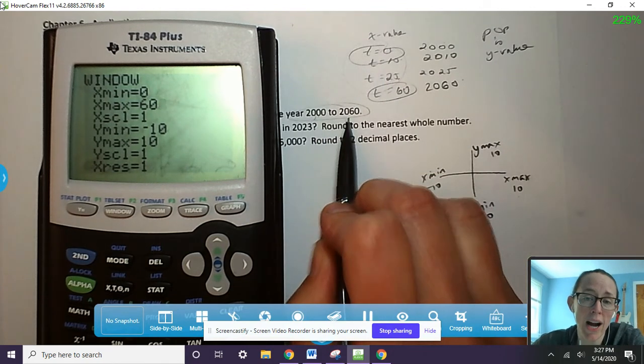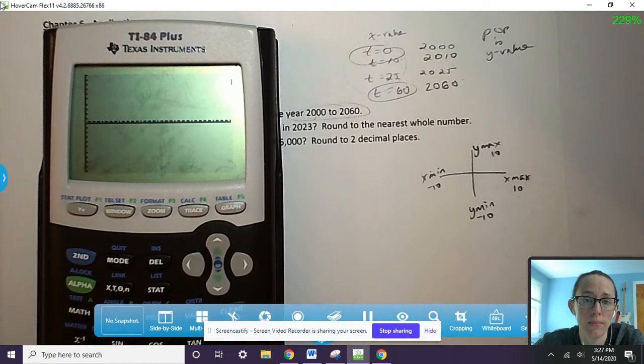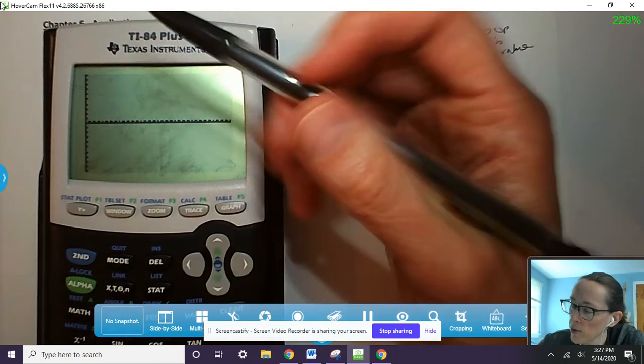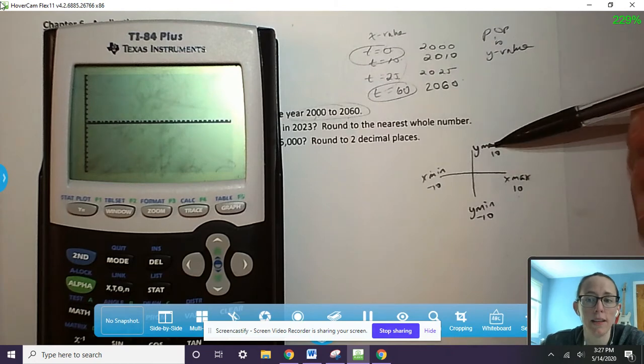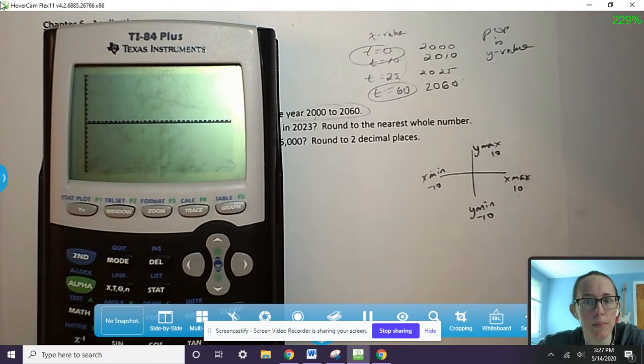Now go ahead and hit graph, and it's quite possible we won't see any graph at all. That happens often in these word problems because the numbers sometimes are too big. See, we only go up to 10 right now because that's the y max that I have. We need to go up higher because the population, I'm going to guess the city has more than 10 people in it. So here's a tip for you.